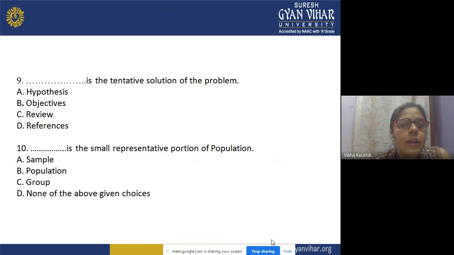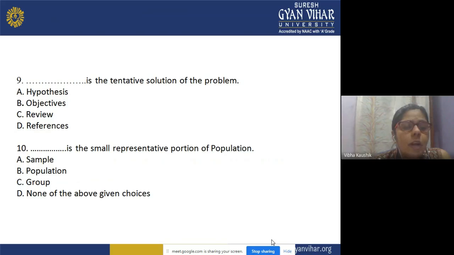Now the ninth one: dash is the tentative solution of the problem. A, hypothesis, B, objectives, C, review, or D, references. So the correct answer is hypothesis. Hypothesis is the tentative solution of the problem.